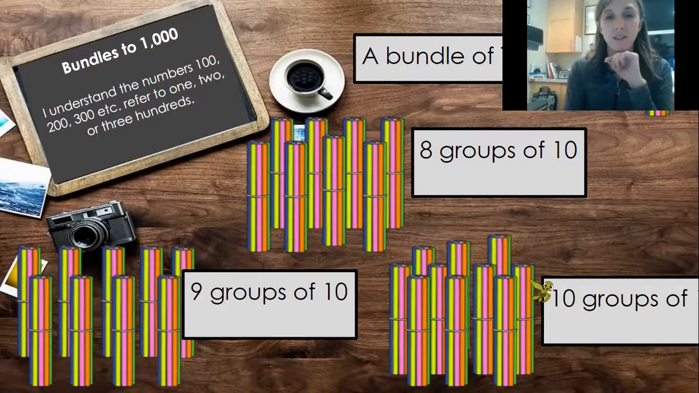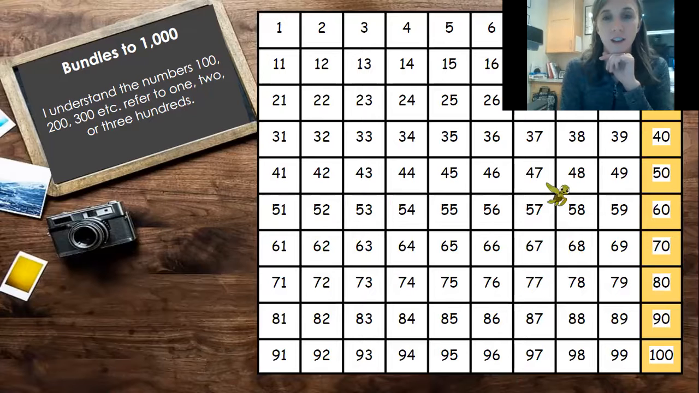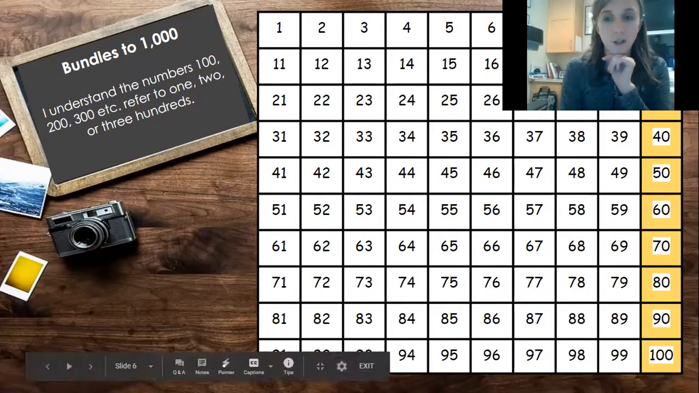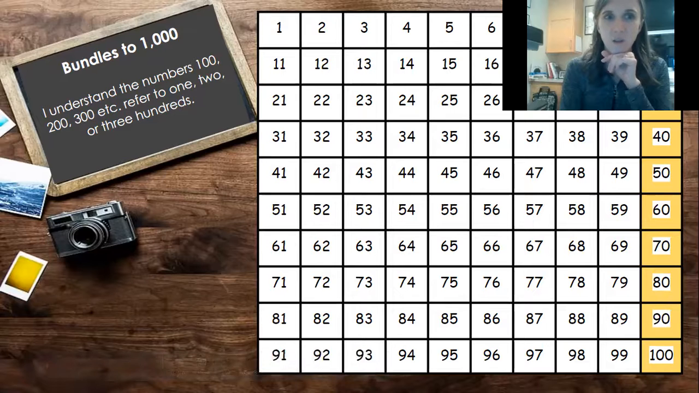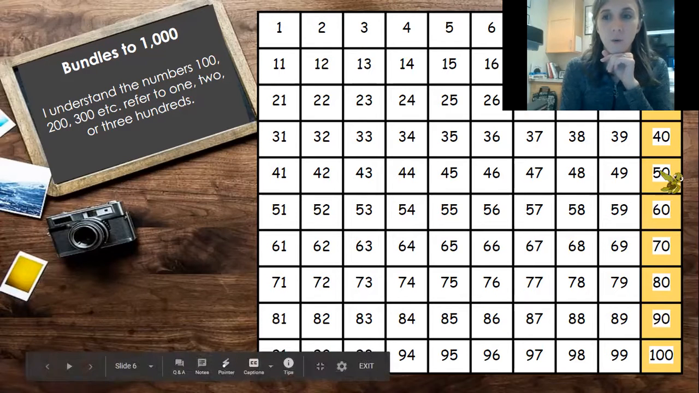Now we can also see this on our hundreds chart. If I look at a hundreds chart, it has rows that go left to right. And each of them ends with a group of 10. That tells me that each row has 10 in it. 10, 20, 30, 40, 50. Now it also has 10 columns that gets us all the way to 100. 10, 20, 30, 40, 50, 60, 70, 80, 90, 100.